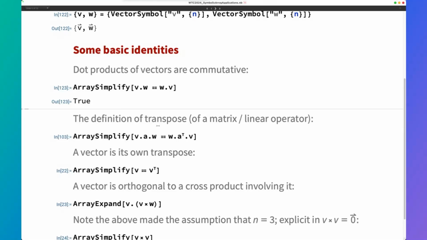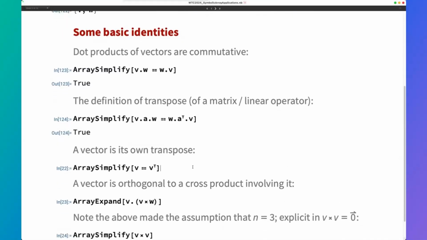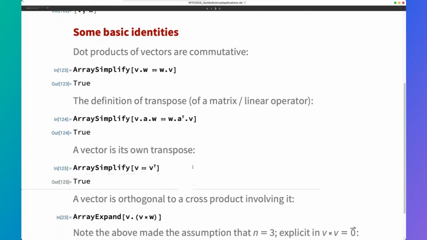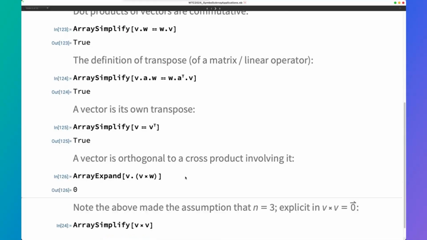So, definition of a transpose. If you have v dot A dot w, you can reverse w and v at the cost of transposing A. That's true. Now, a vector, of course, is its own transpose, at least in Mathematica. And a vector is orthogonal to a cross product involving it.